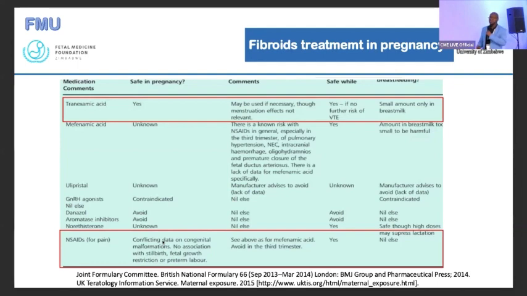Tranexamic acid is not going to reduce the size, it just reduces bleeding, but it's not contraindicated in pregnancy, save for the patients who have a VTE or history of previous VTE. Mefenamic acid for pain, it's neither here nor there. So you individualize the patient if you want to use the non-steroidal anti-inflammatory agents.